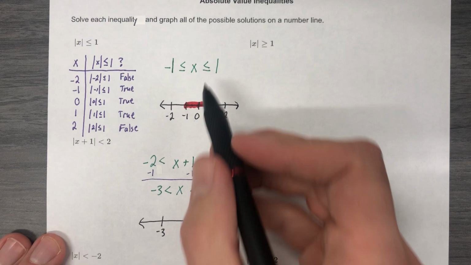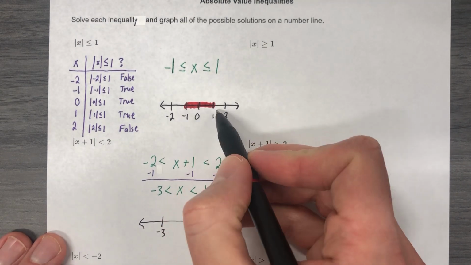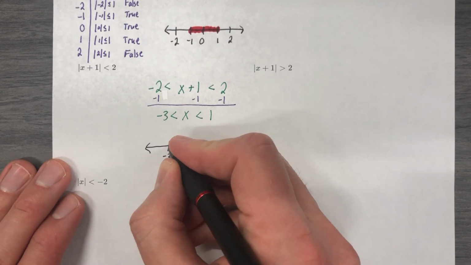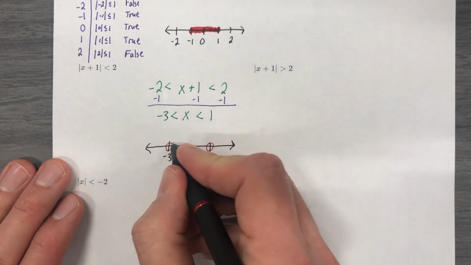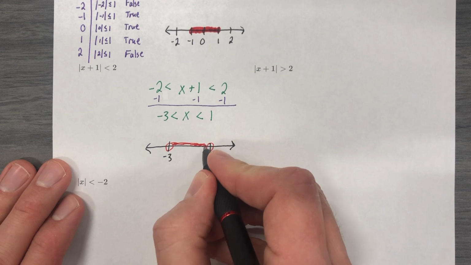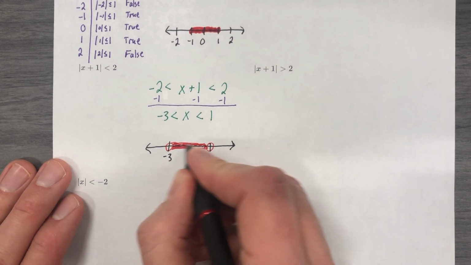Okay, first of all, these were equal, so these circles got filled in. These are not, so you don't. It's that simple. And then I'm going to just simply shade in between. Okay?